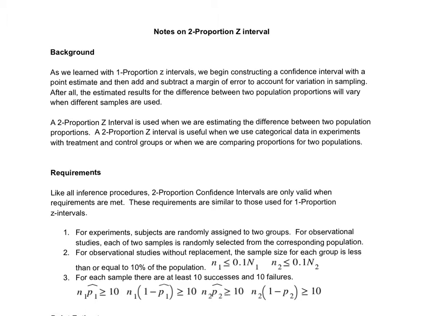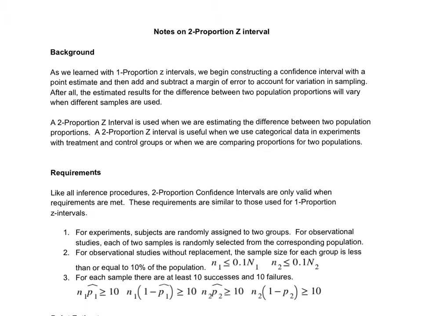With a two proportion z interval, we're looking at the difference between those two populations, and then we're going to estimate if that difference is significant. In other words, if 0 is contained in the interval, then that is a plausible difference between the two populations. In other words, there is no difference between the populations.